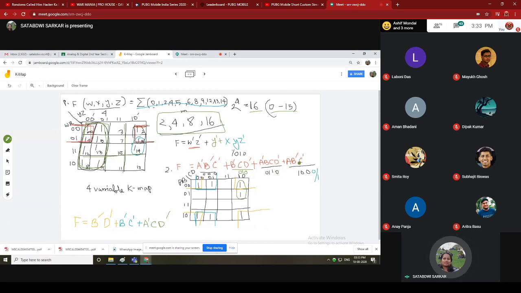And value of A, B bar, C bar is this. So we don't know the value of D here. D either may be 0 or may be 1. We don't know the value of D here. Just we know the value of ABC. So we're putting the values here. And we're making the group.